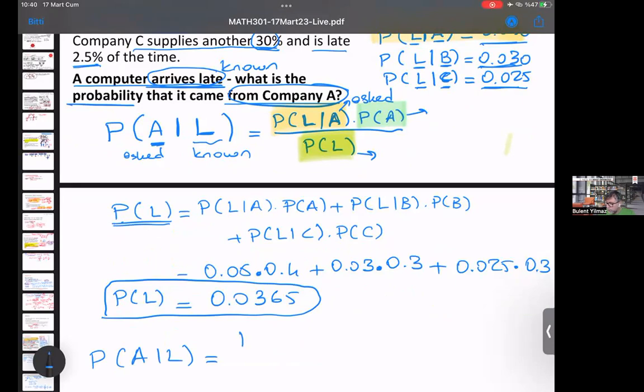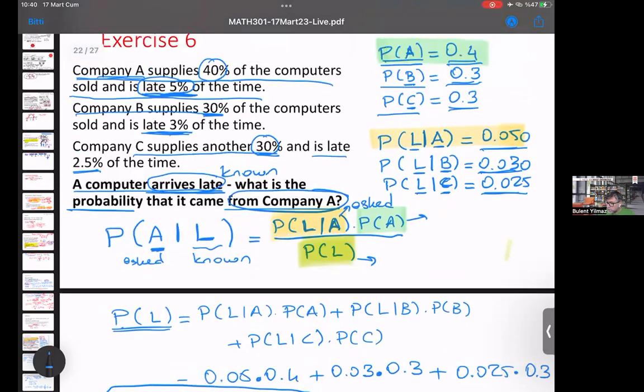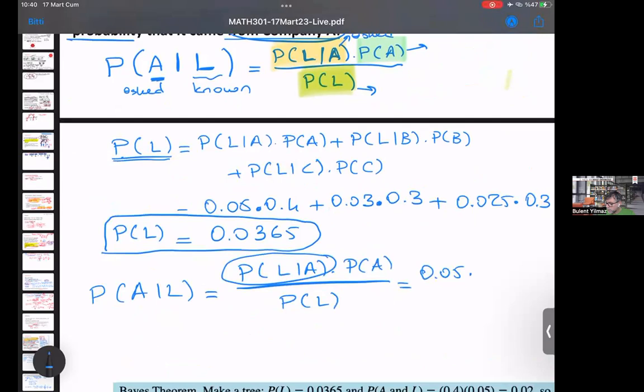So probability of L given A times probability of A divided by P(L). What is probability of L given A? It is given here, 0.05, times probability of A, given here, 0.4, divided by 0.0365, right? It's given here. Okay, so what is the answer?